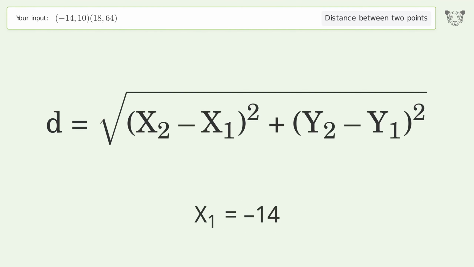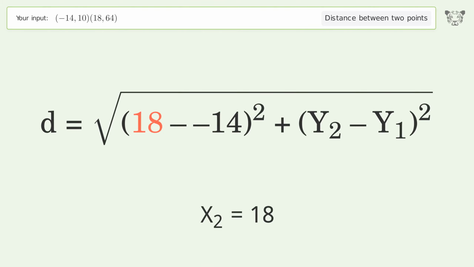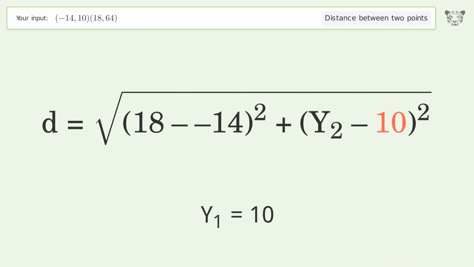x1 equals -14. x2 equals 18. y1 equals 10. y2 equals 64.